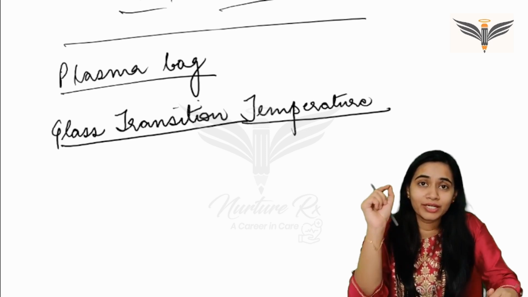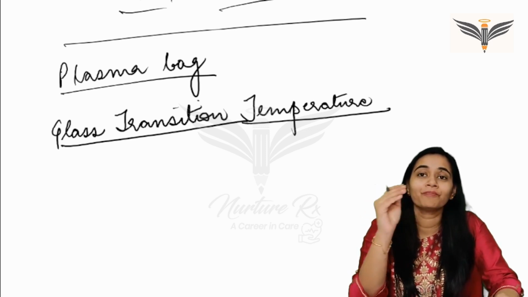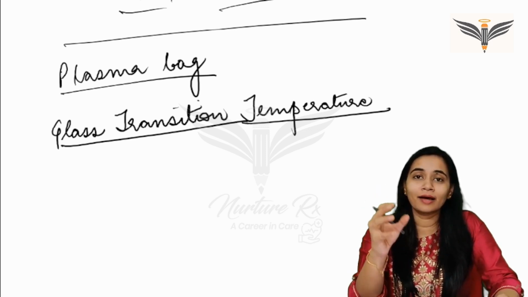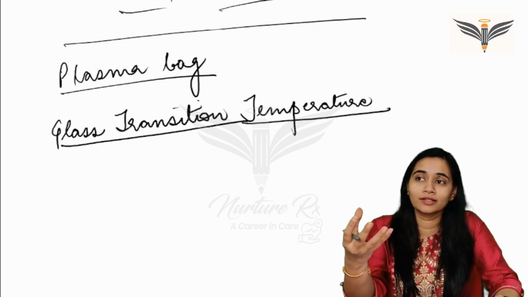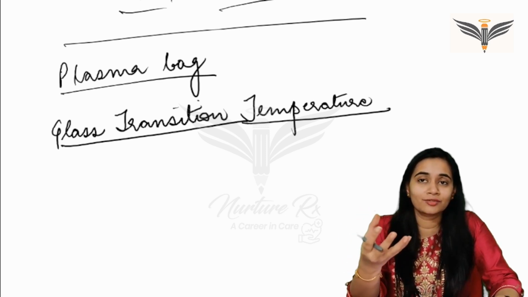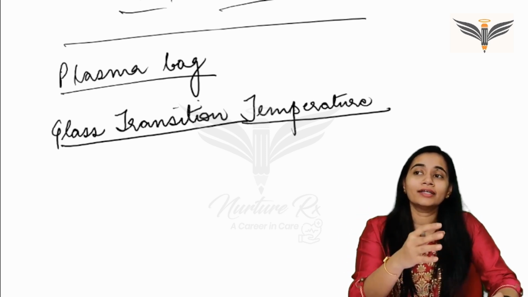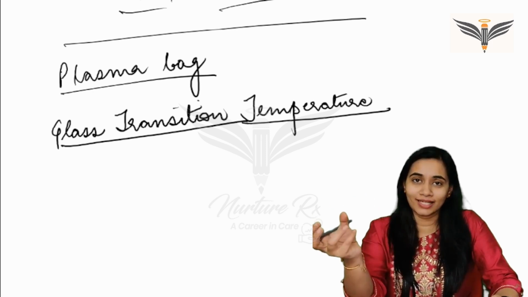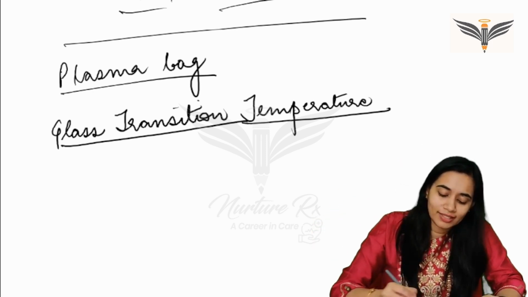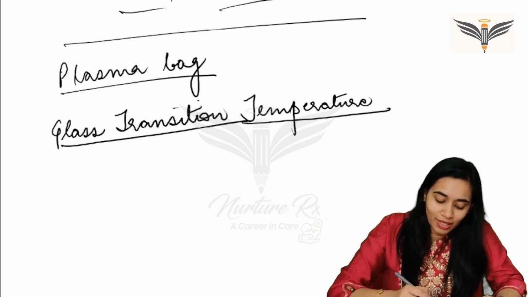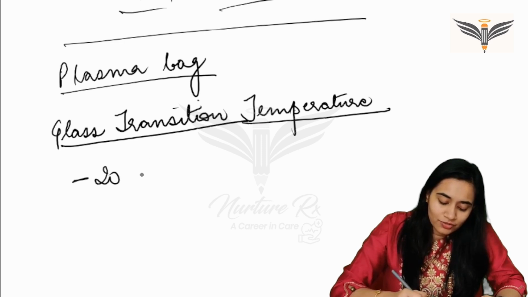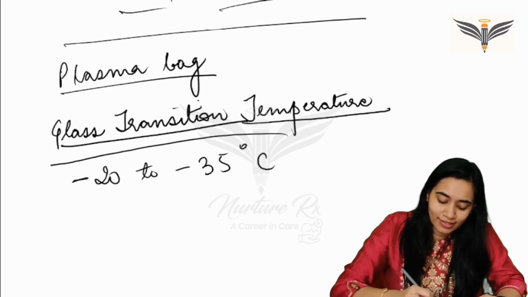It becomes brittle like glass. Okay. So why does that happen? It happens because the material in which it has been stored has converted into a glass-like structure. So what is the glass transition temperature of these plasma bags? It ranges anywhere between minus 20 to minus 35 degrees centigrade.